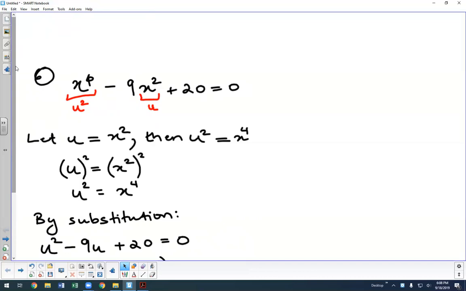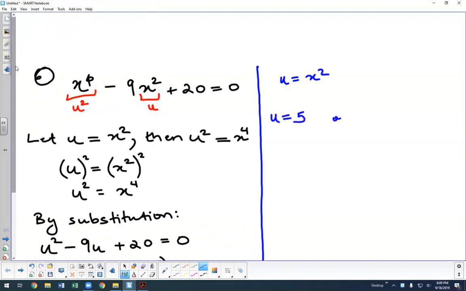Questions? Okay, so let's come back to our original equation. If I go back and say u equals x squared, right? So if I'm using that, I had u equals 5 or u equals 4. So instead of u, let's replace it with x squared. So that will be x squared equals 5 or x squared equals 4. Now what are we going to do to get our x's?